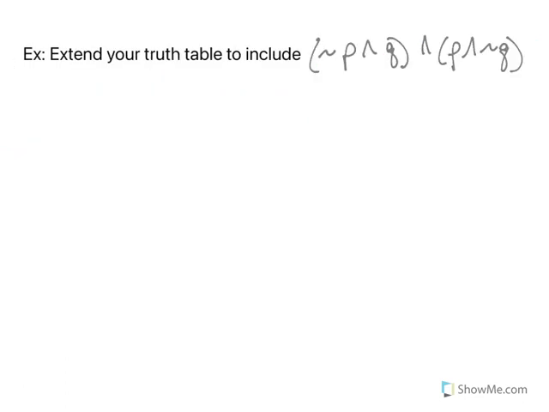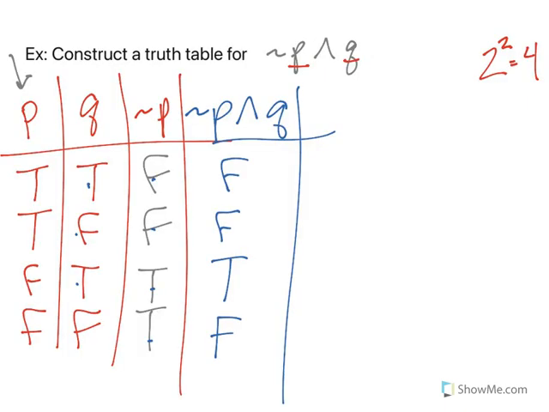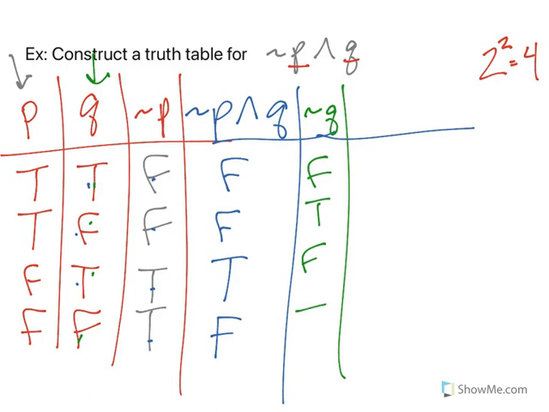Let's extend this. We just did not P and Q, but what if I want to extend it to include P and not Q? Okay, we can do this. Let's think through. I'm first going to put a not Q column, right here on this one. So not Q. Instead of it being true, false, true, false, we're going to have false, true, false, true. Okay, so we negated Q.